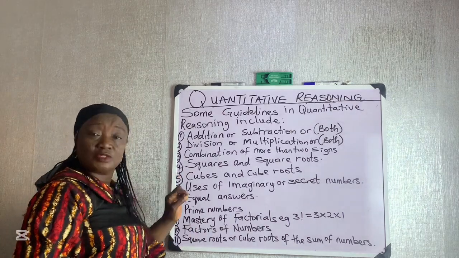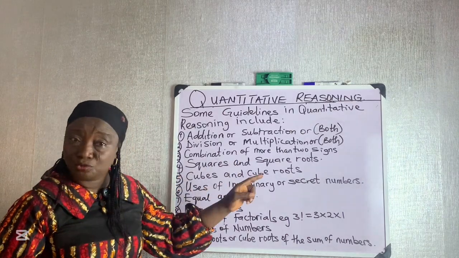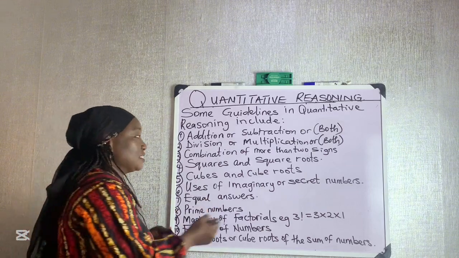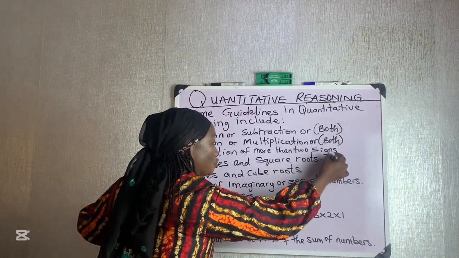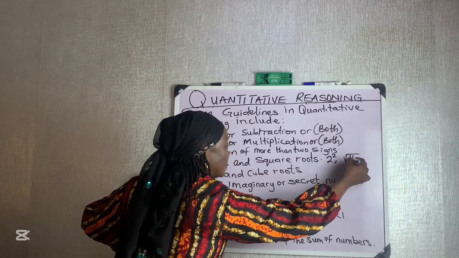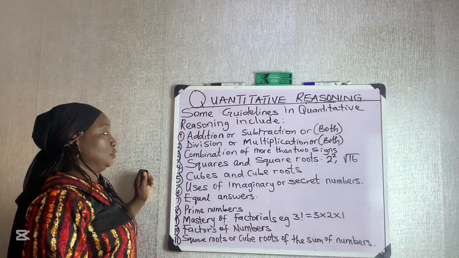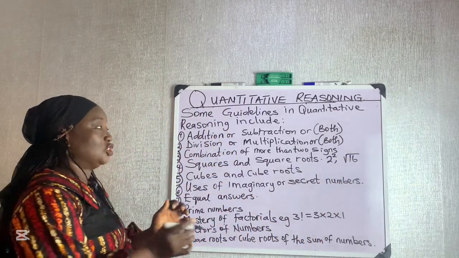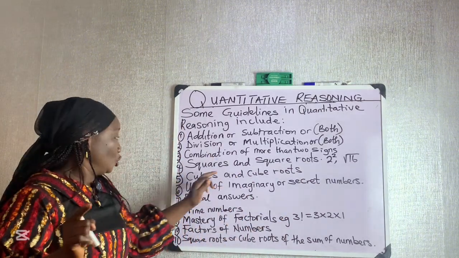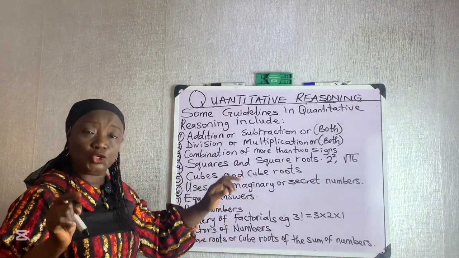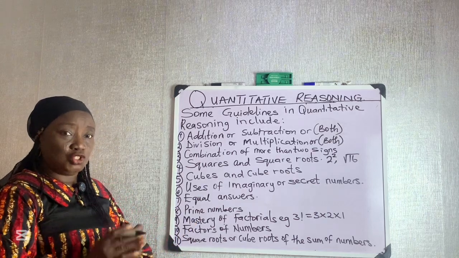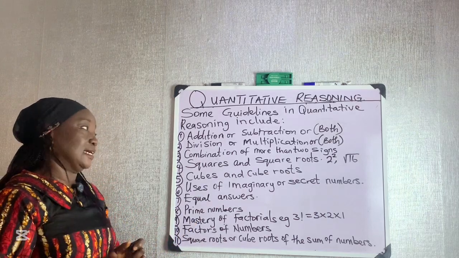Number 4, squares and square root. For instance, there can be 2 square. They can give you square root of 16 and so on. That's what I mean by that, or a combination of both of them. Number 5, cubes and cube root. Both of them can be combined together to understand a pattern.